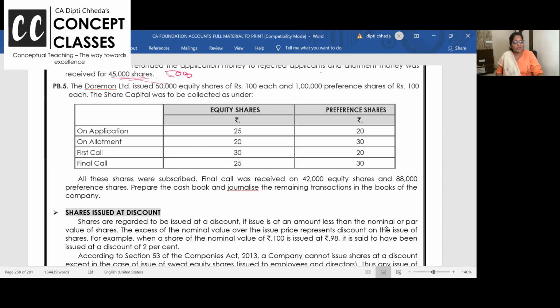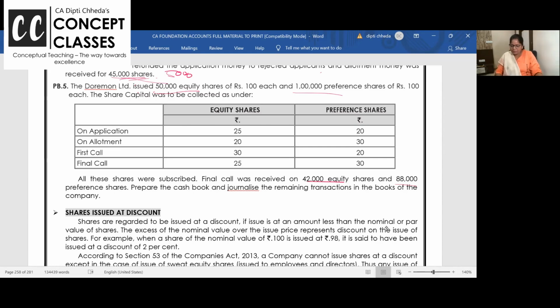Achha, this is not pro rata allotment, sorry, this is the routine one. Final call due was received for 42,000 equity shares and 88. Okay. By the time of the final call, they have become calls in arrears. Out of 50 only 42 is received. Out of 1 lakh only 88 is received. Prepare cash book and journalize the remaining transactions in the books of the company.